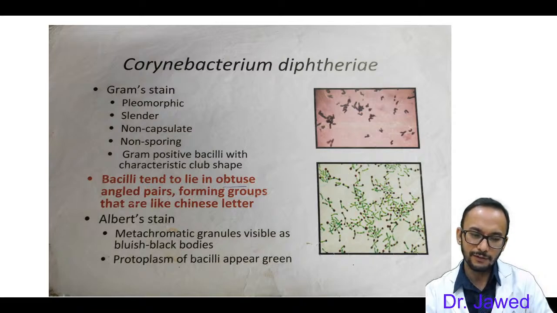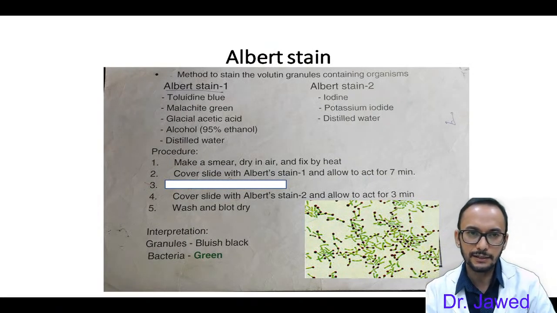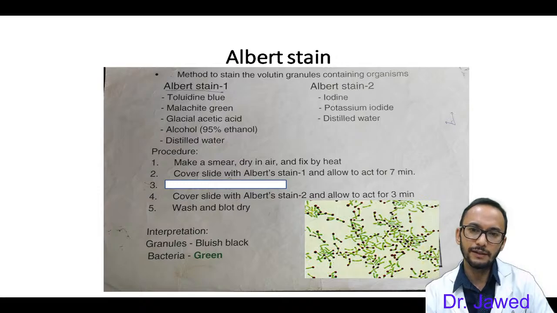When this is stained with a primary stain like methylene blue, the metachromatic granule does not take up the blue stain, rather it takes up a purple red color. This is because of the property of its metachromasia. So in Albert stain, these are the compositions: Albert stain 1 and Albert stain 2. It is used to differentiate Corynebacterium diphtheriae from other organisms.